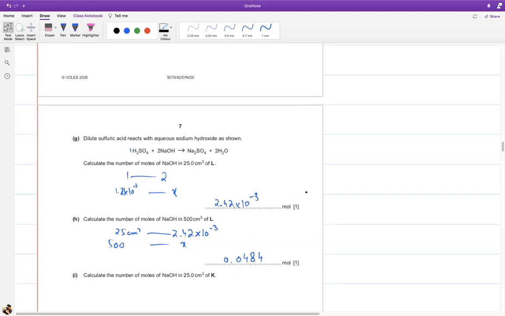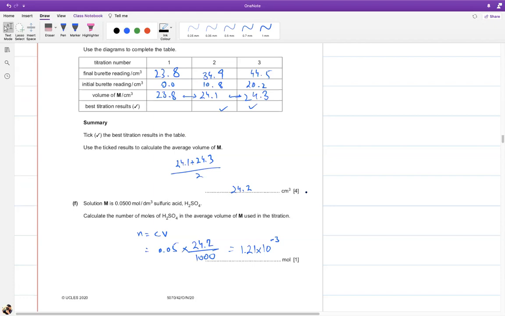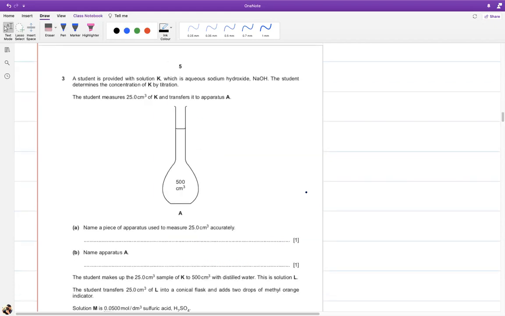For this, I want you to go back and try to visualize उन्होंने किया क्या. उनके पास K था. K was sodium hydroxide. 25 cm cube K था.